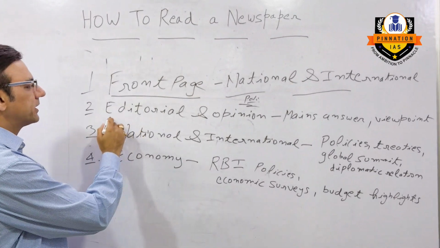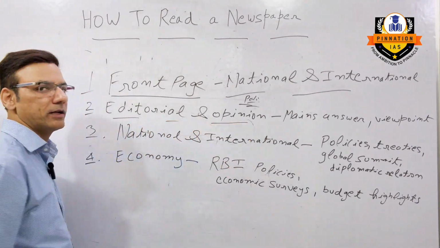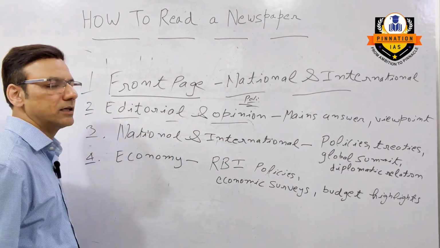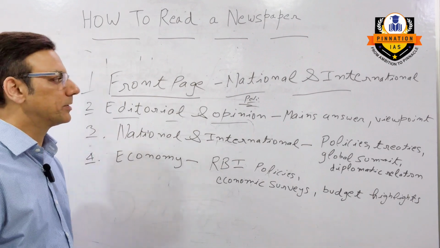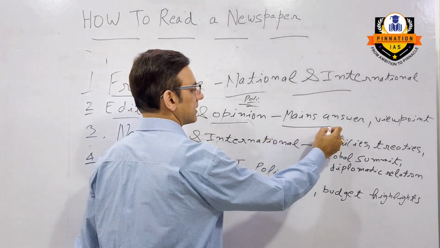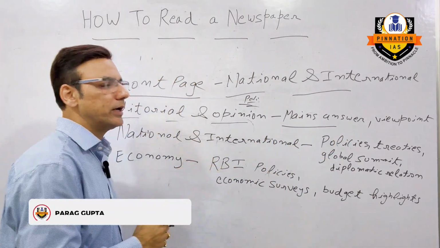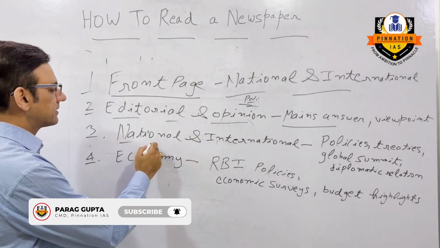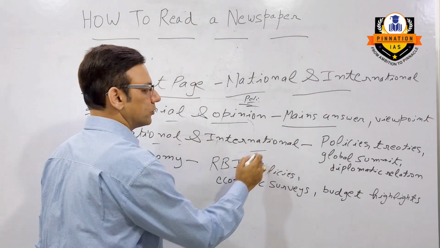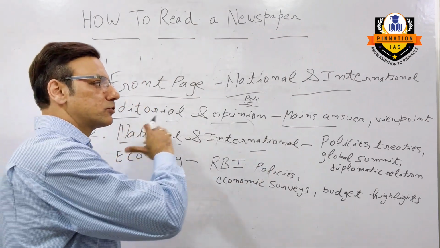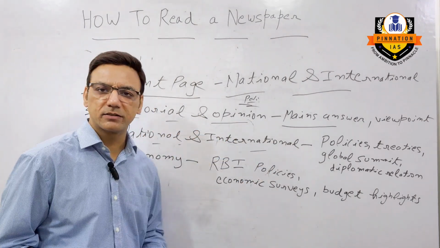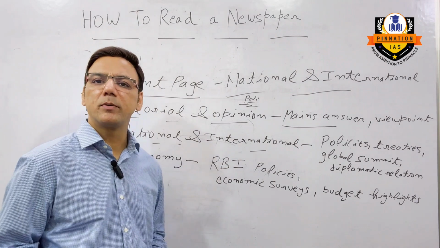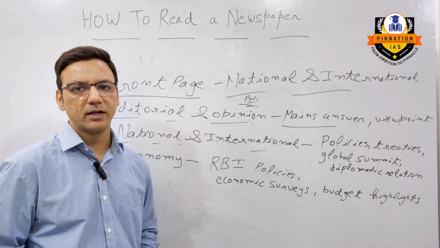The next section pertains to the editorial and opinion page. I would say that this is the most important page in any newspaper. This is helpful in your mains answer writing, and it will help you in getting a balanced viewpoint regarding any particular issue. The next section is national and international news. Now, this particular section pertains to what? Policies, treaties, global summits, and various diplomatic relations that our country is having with other countries.